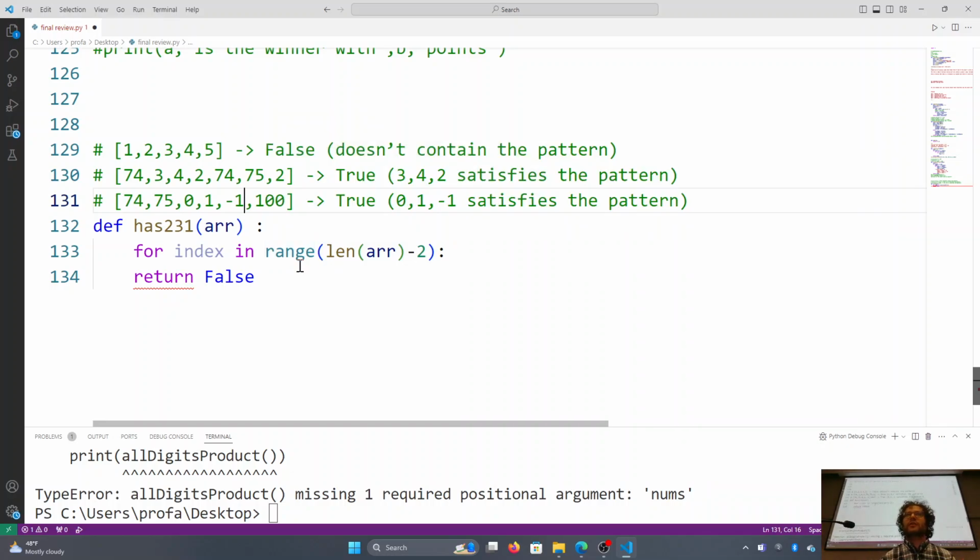Those are for all indexes from 0 to length -1, right? So if it's 5, this would go from the indexes 0 to 4, and then subtracting 2 from that would go from the indexes 0 to 2, which is what we want over here.